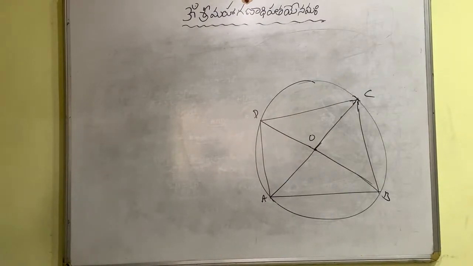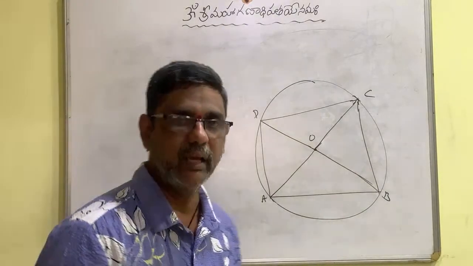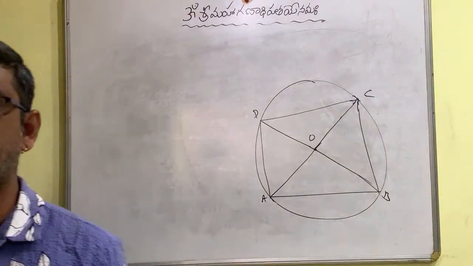When all its angles are equal to 90 degrees. Yes. So we need to prove angle A 90, angle B 90, angle C 90 and angle D is also 90. Right. Good.